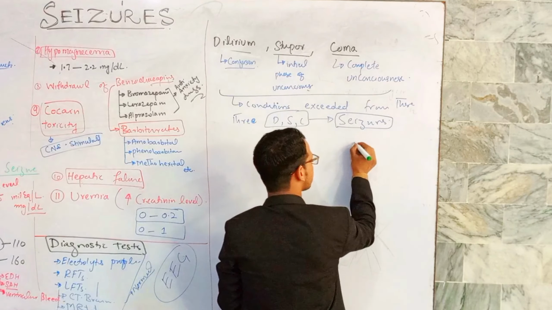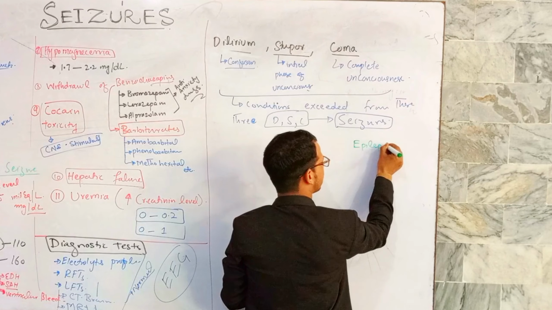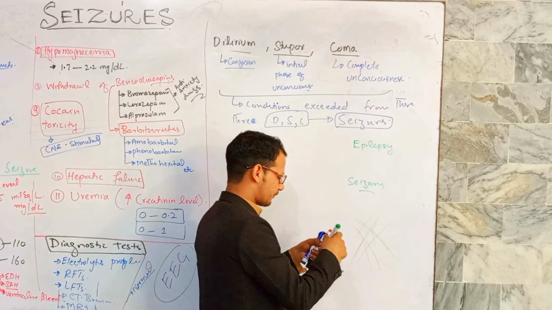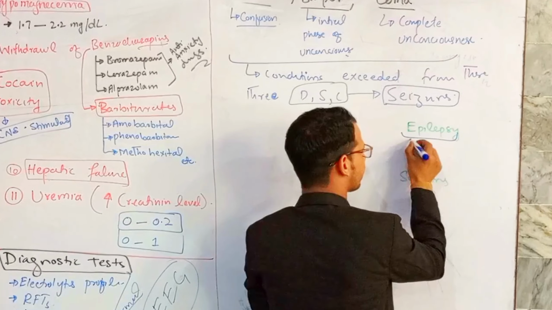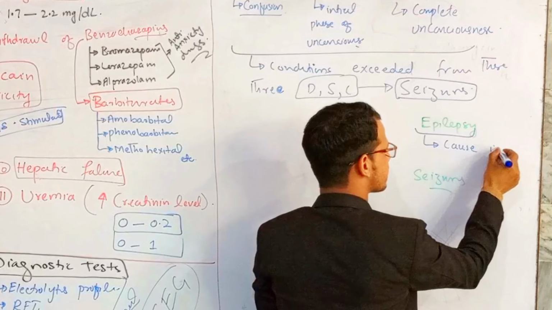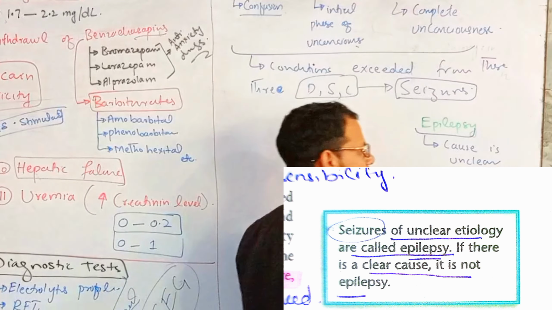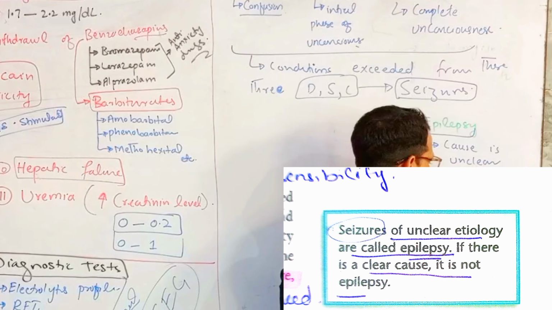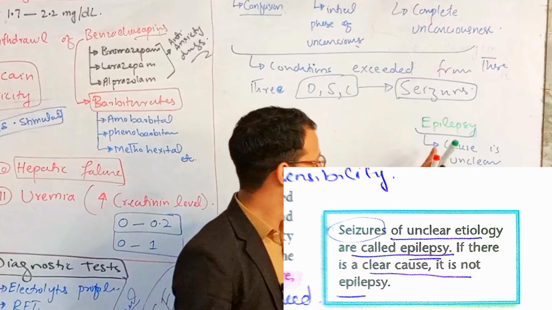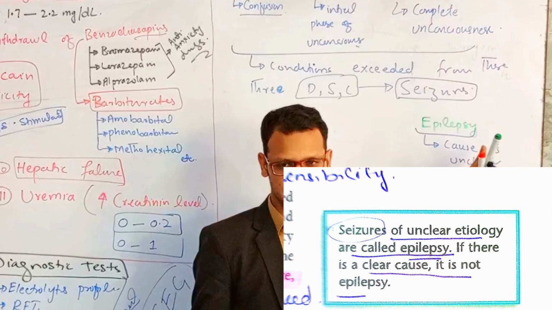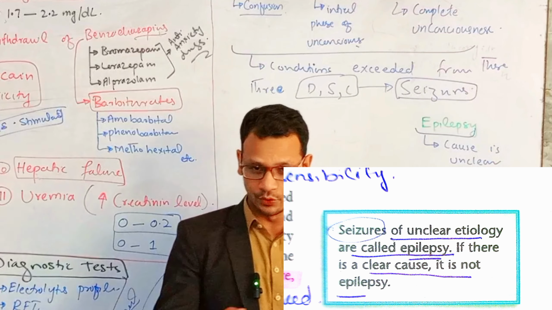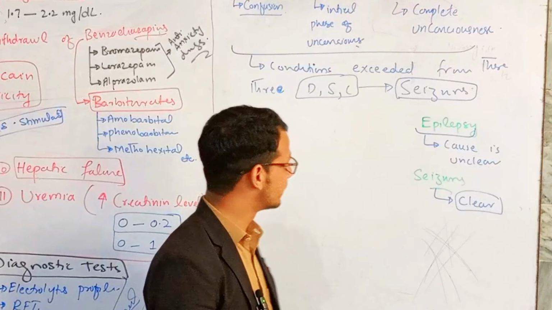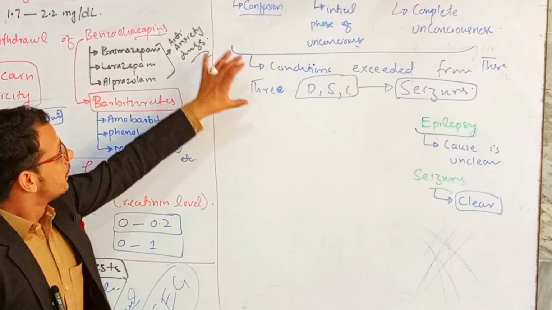Epilepsy and seizures. If the cause is unclear, this is called epilepsy. And when the cause is clear, it is seizure. You will find that when there is no clear etiology, it is called epilepsy. And when you have a clear etiology, it is called seizures, right? So these are the things which are important.